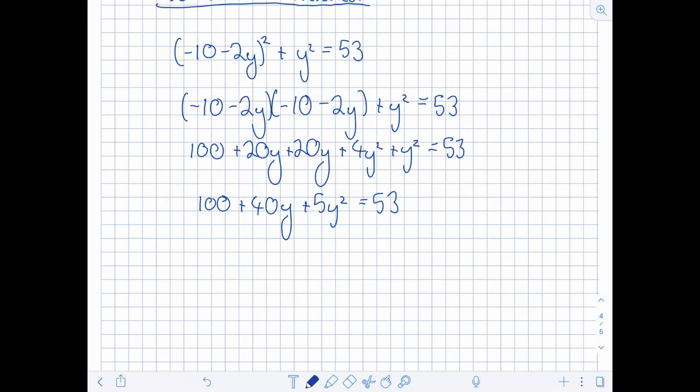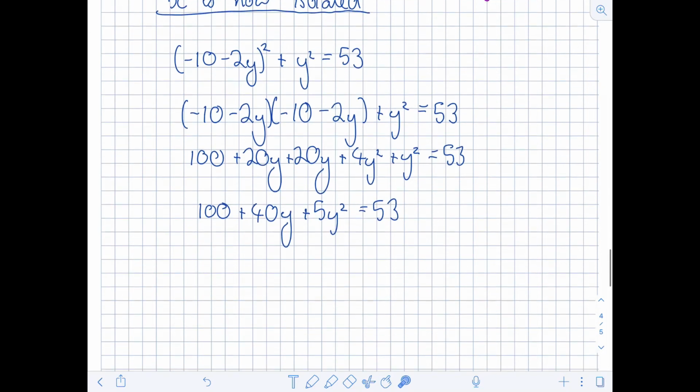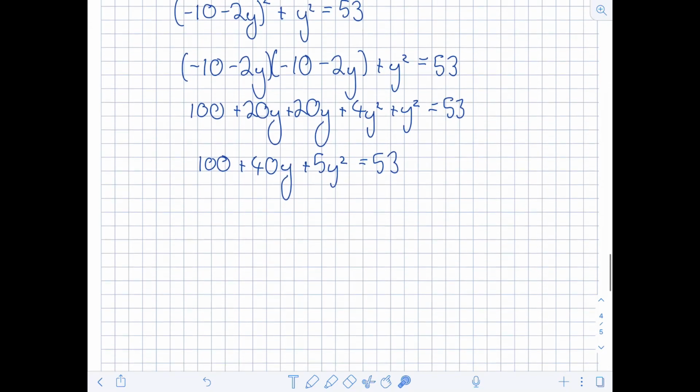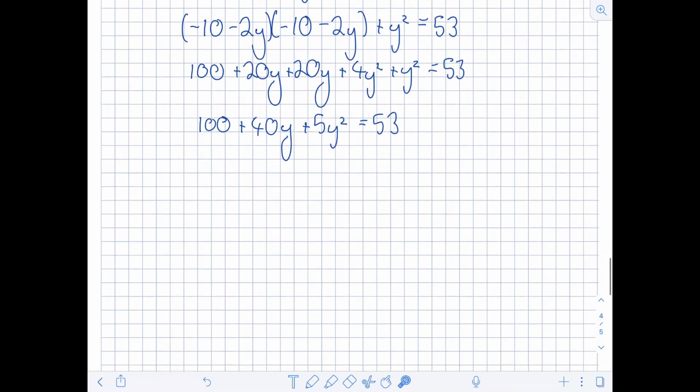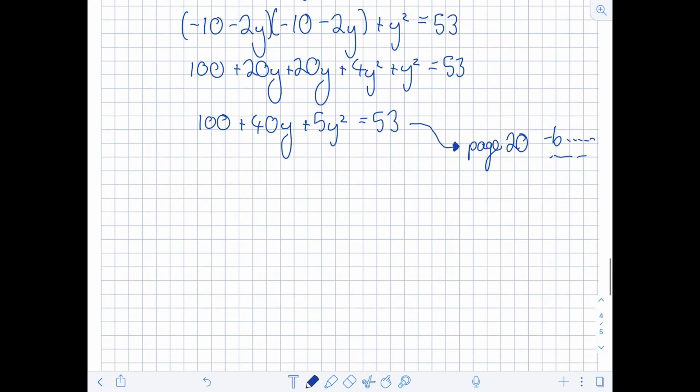And then, what type of equation do I now have? What type of equation is that when there's something squared? It's a... Yes, that's a quadratic equation. So I have to solve a quadratic equation. Our system for solving quadratic equations is page 20. Minus b, and so on. So I have to get this into page 20 format. So I go to page 20 of my maths tables and I see it looks like this.